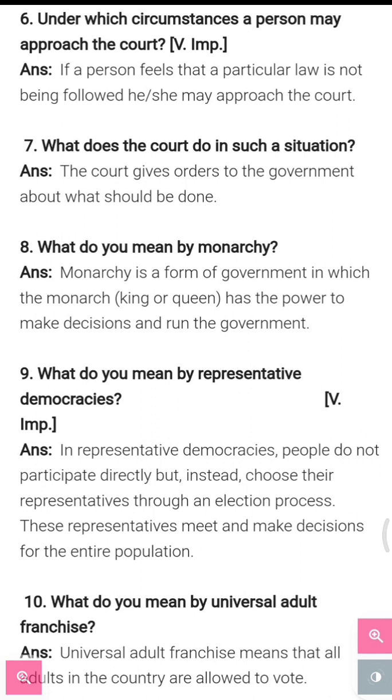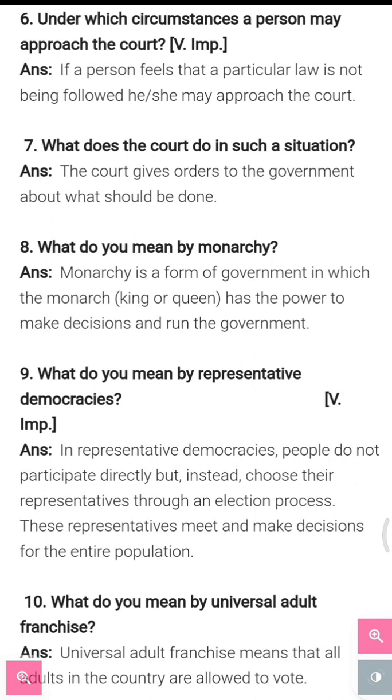Question number 6. Under which circumstances a person may approach the court? Answer, if a person feels that a particular law is not being followed, he or she may approach the court. Question number 7. What does the court do in such a situation? Answer, the court gives orders to the government about what should be done. Question number 8. What do you mean by monarchy? Answer, monarchy is a form of government in which the monarch, the king or the queen, has the power to make decisions and run the government.